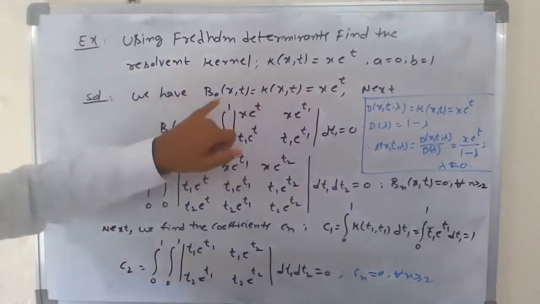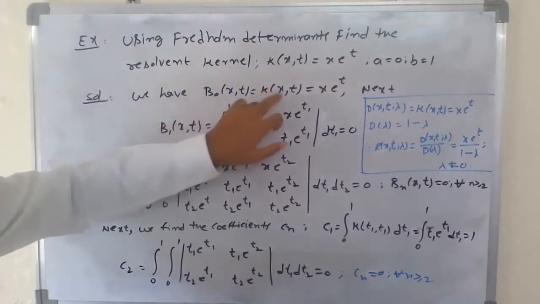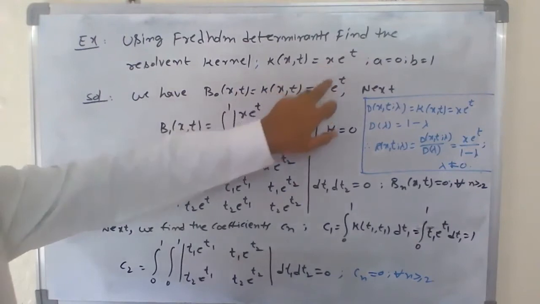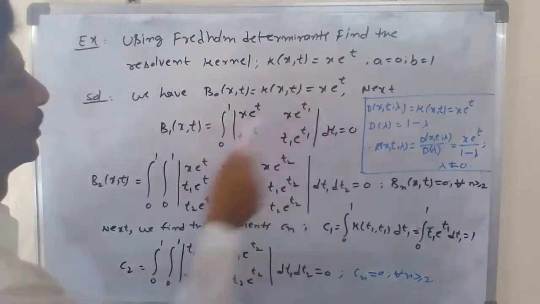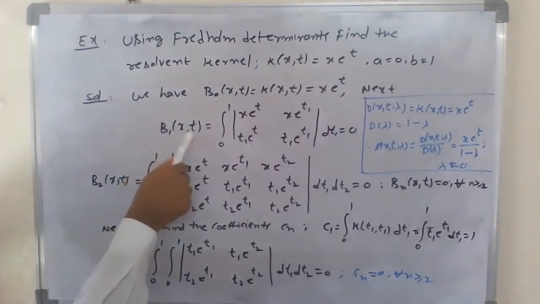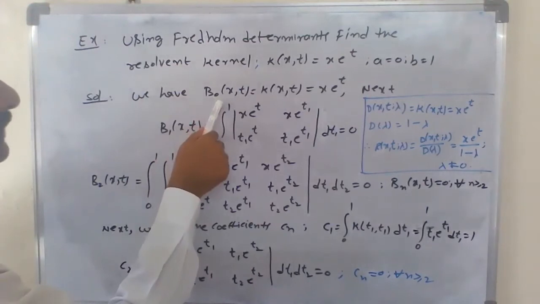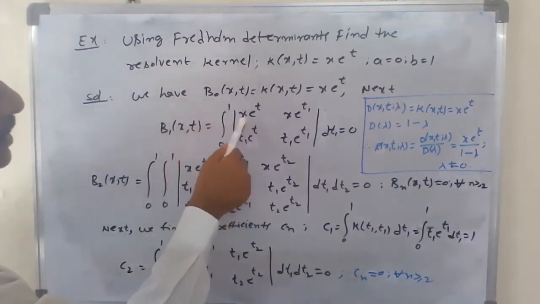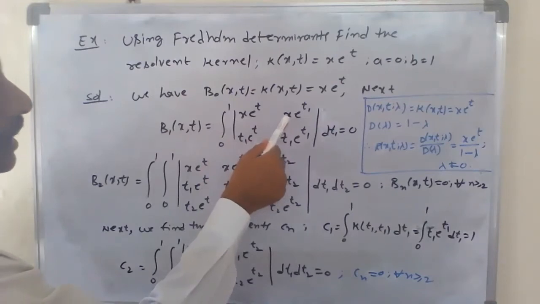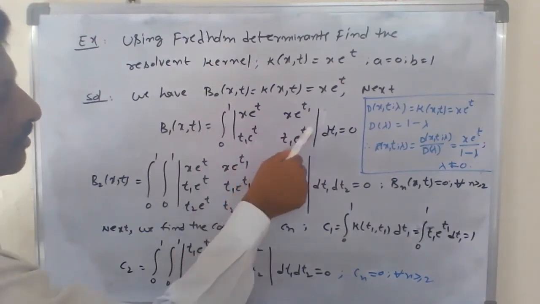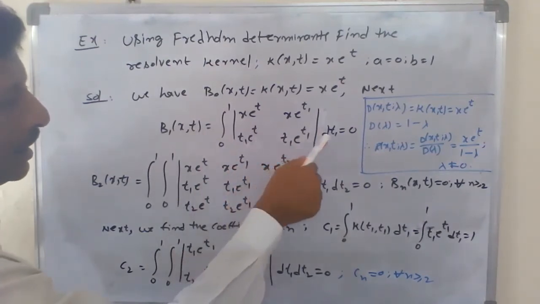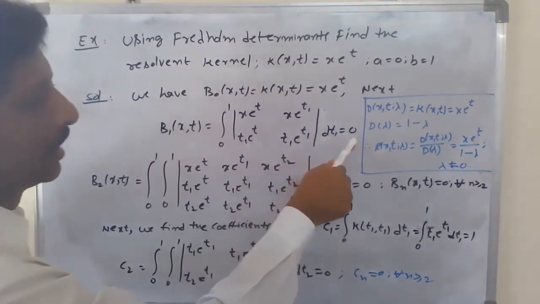Now we know that B0 of x comma t equals k of x comma t, which is given here as x e to the power of t. Next we find B1 of x comma t, equal to the integral from 0 to 1 of the determinant with entries k of x comma t, k of x comma t1, k of t1 comma t, and k of t1 comma t1. We integrate this with respect to t1, and the value of the integral is 0.